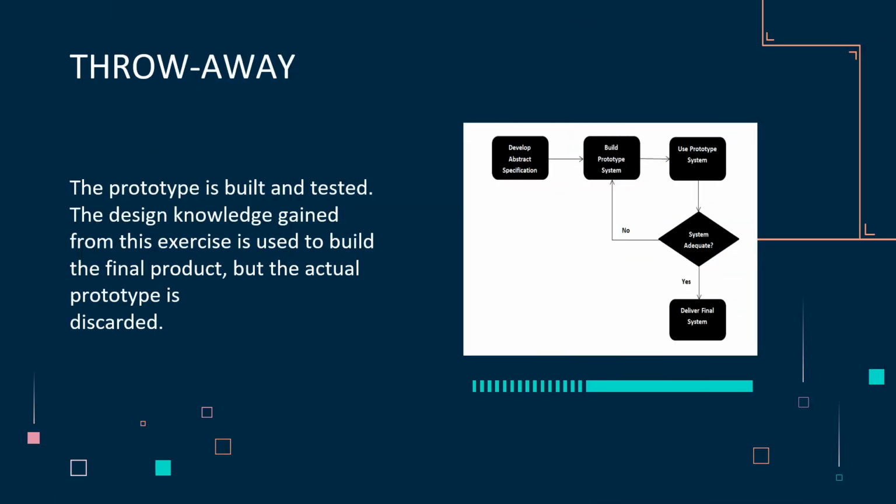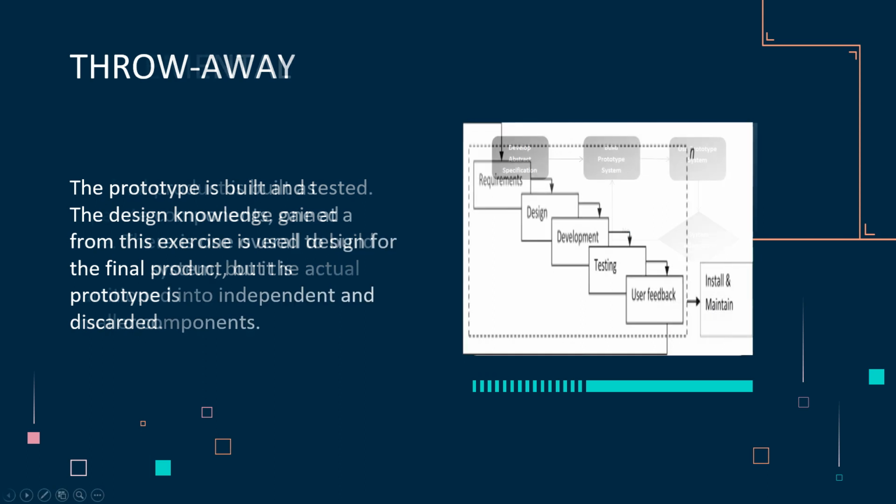Throwaway. The prototype is built and tested. The design knowledge gained from this exercise is used to build the final product, but the actual prototype is discarded. So in throwaway prototyping, it means building initial ideas for different applications, interfaces, or functions without necessarily having the intention of including them in the finished system. Rather, the idea is to gather feedback, prove concept, or undertake other research tasks.